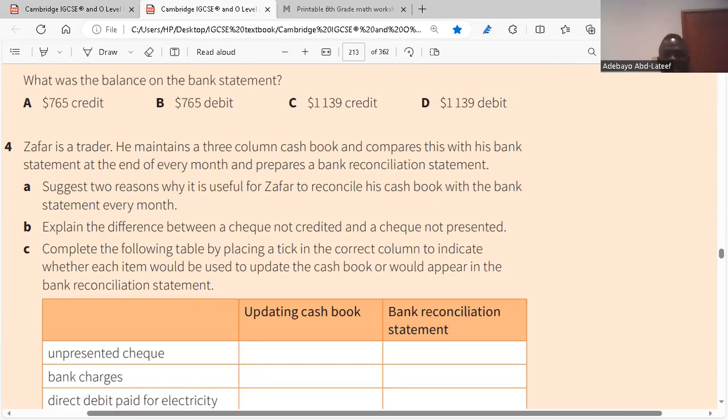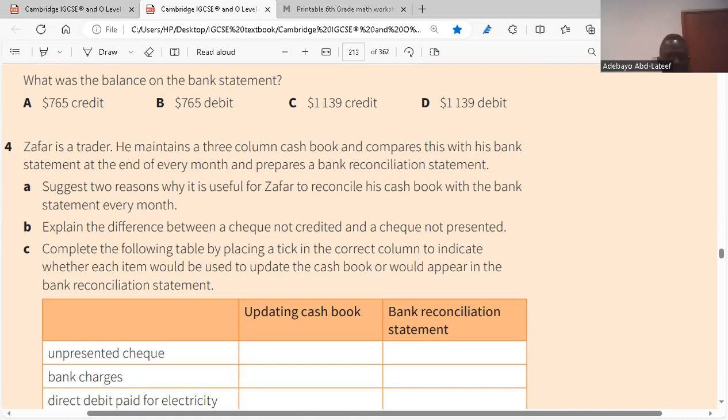Safari is a trader. He maintains a 3-column cash book and compares it with his bank statement at the end of every month and prepares a bank reconciliation statement. Give 2 reasons why it is useful for Safari to reconcile his cash book with the bank statement every month. The first reason is that it detects errors either on the bank statement or on the cash book. Number 2, it allows Safari to know if he has been defrauded or not.